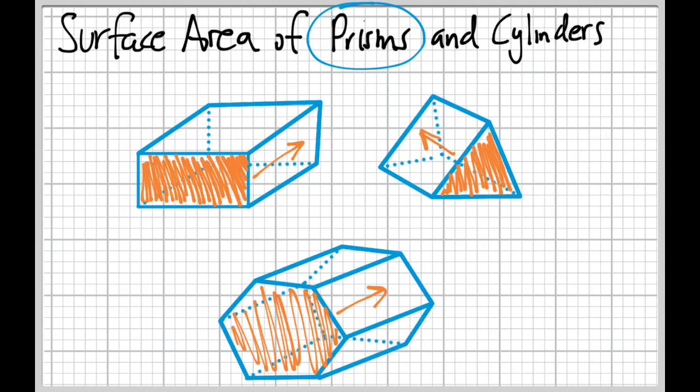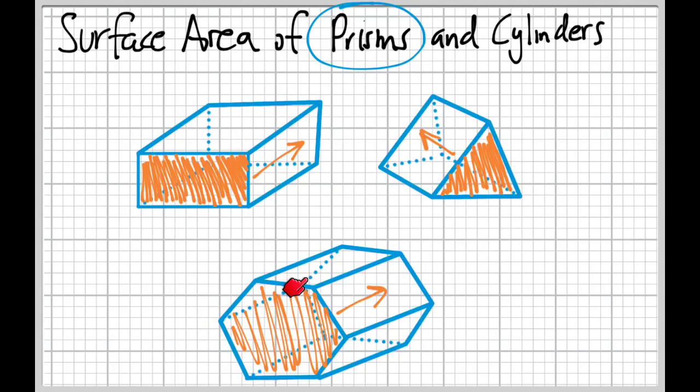Now we need to talk about the surface area. What surface area is, it's the area of all the surfaces. It's the area of each face, the outside shape of each part of the prism. So any face you see all the way around.